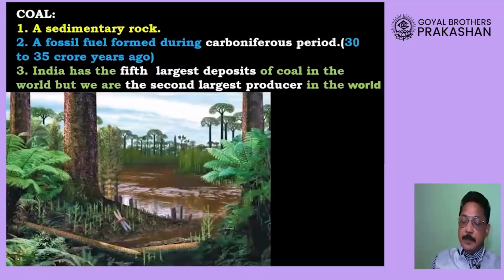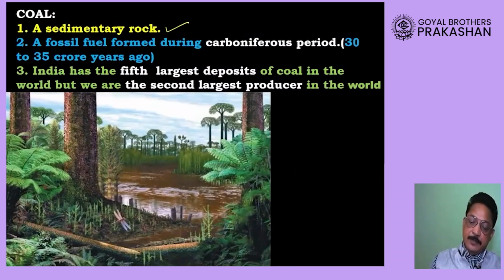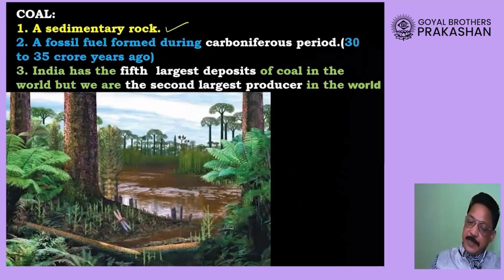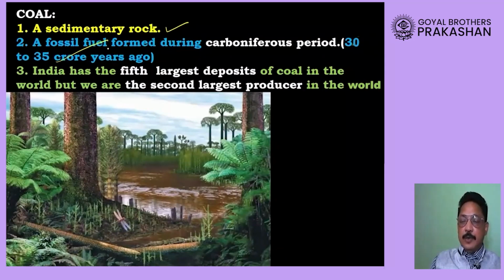We have seen some of these characteristics, that coal is basically sedimentary rock, and it is found during the Carboniferous period. You have heard the name Jurassic period. Similarly, there is a period in the Earth's history we call the Carboniferous period, which is 30 to 35 crore years ago. This period is called the Carboniferous period.